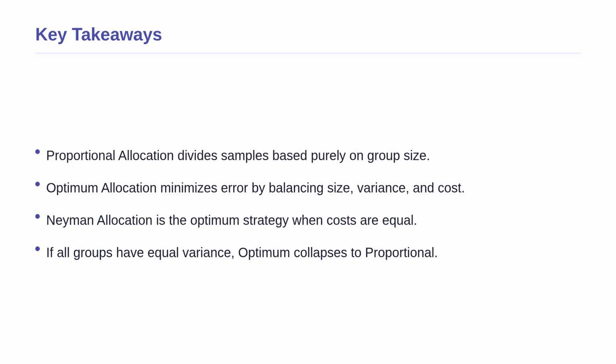Third, Neyman allocation is simply the optimum strategy when your costs are identical everywhere. And finally, we proved that these are not entirely separate ideas. If all groups have the exact same variance, the optimum method elegantly collapses back into the proportional method. You now have the mathematical tools to conduct highly accurate real-world research.